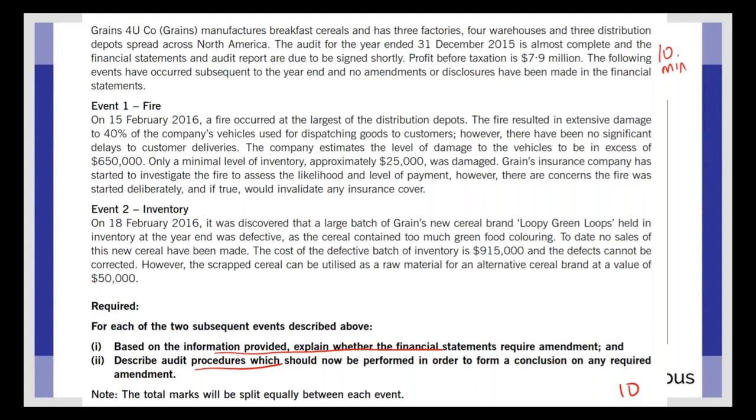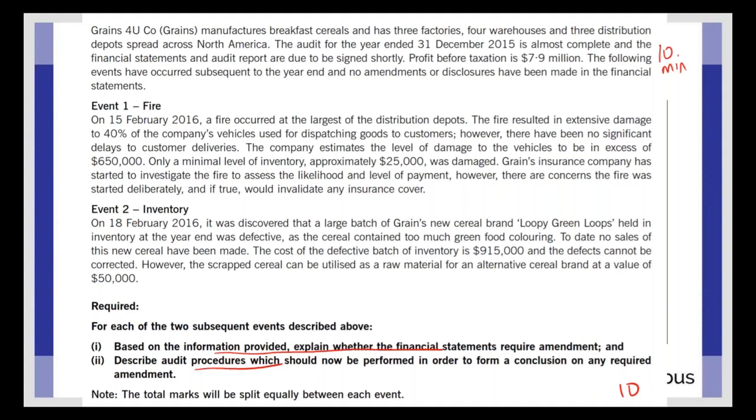All right, guys. If you could please stop typing. Thank you. Okay, I'm starting off with event one. I'm just doing event one right now. Can you quickly tell me, I think most of you have the correct answer, are we all okay with the fact that event one is non-adjusting? Yes, it is non-adjusting.